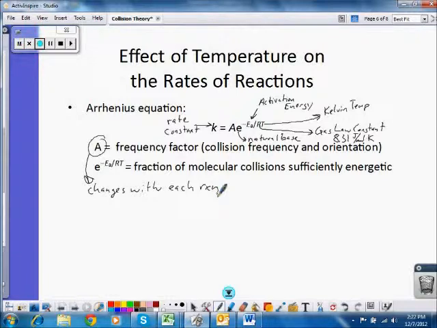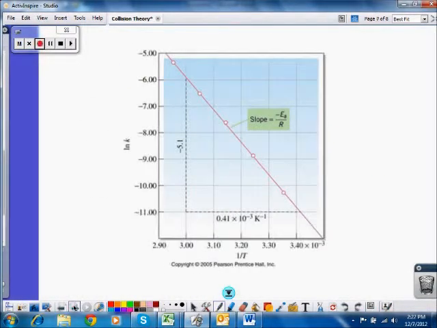So again, we need to look at a way that we can avoid using the frequency factor, or knowing what the frequency factor is, if we're in the lab and we're trying to determine the activation energy for a reaction. So as it turns out, if we transform this equation by taking the natural log of both sides, we can get a graph that looks like this.